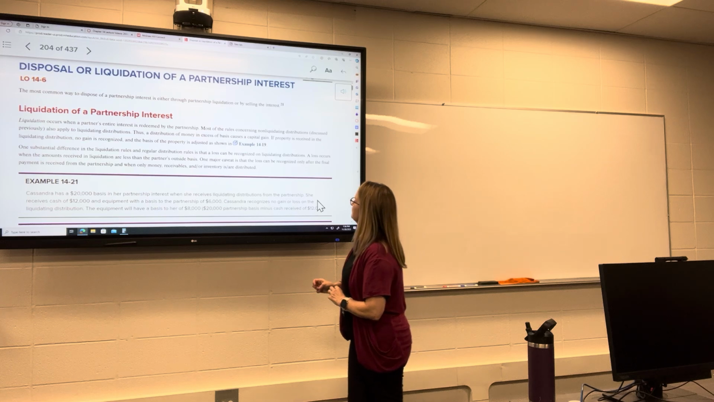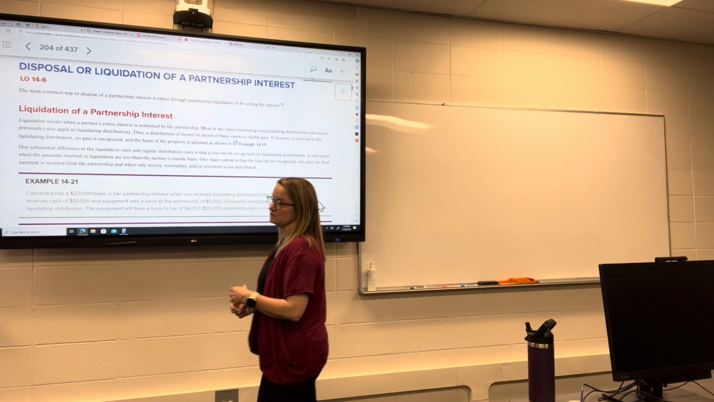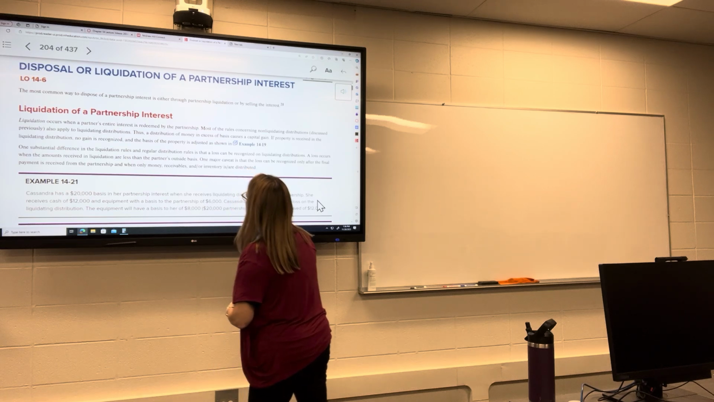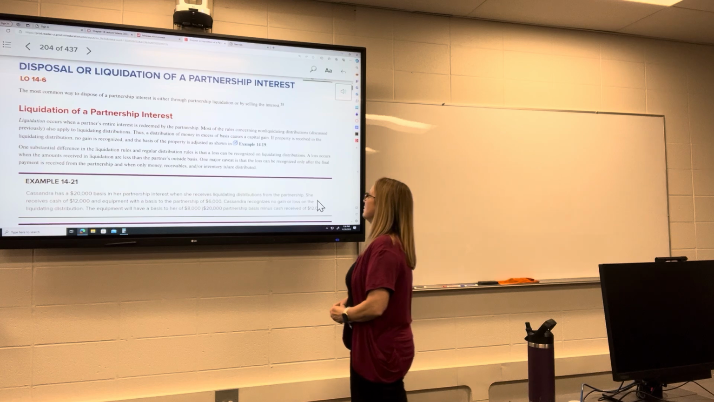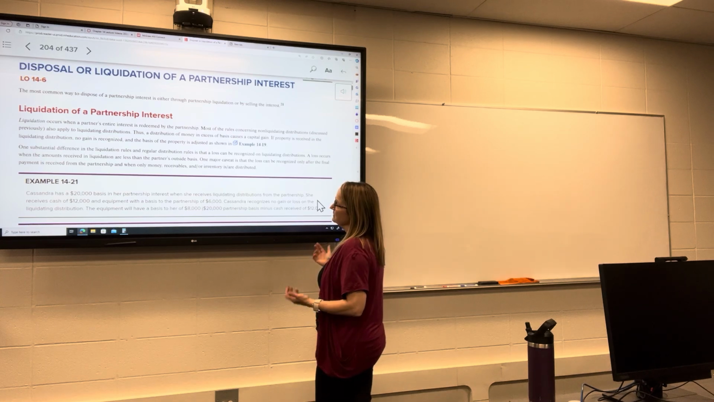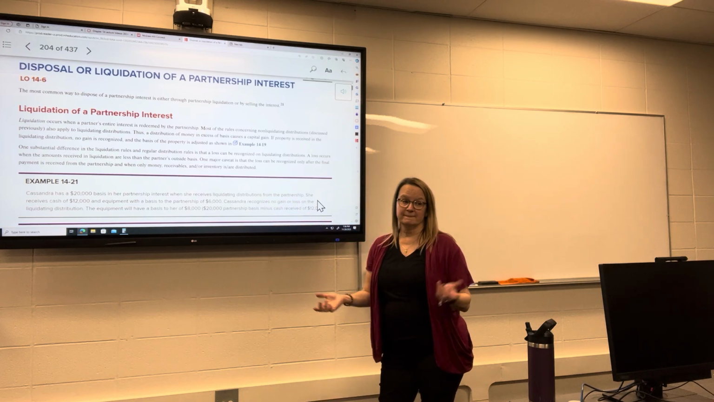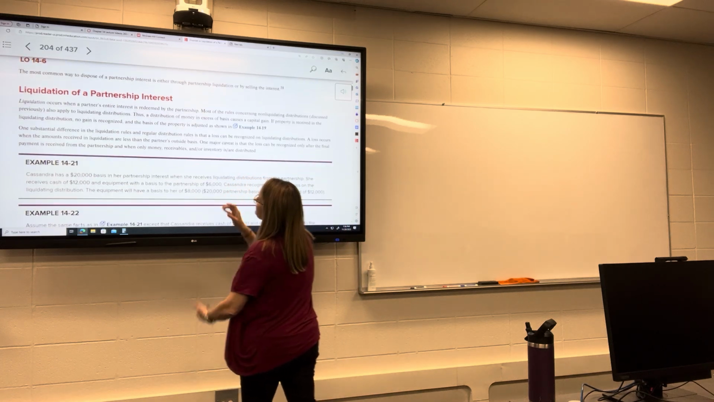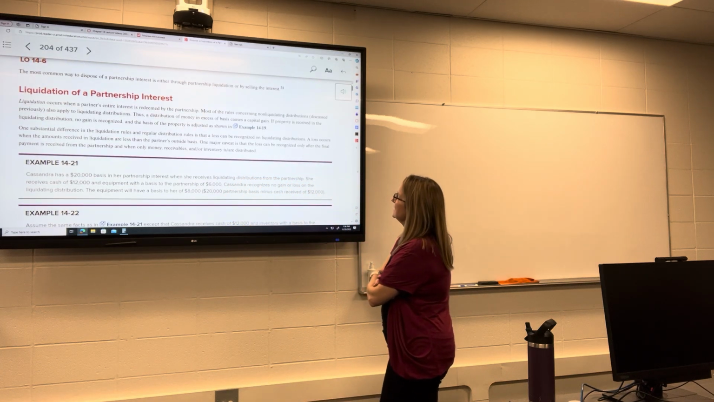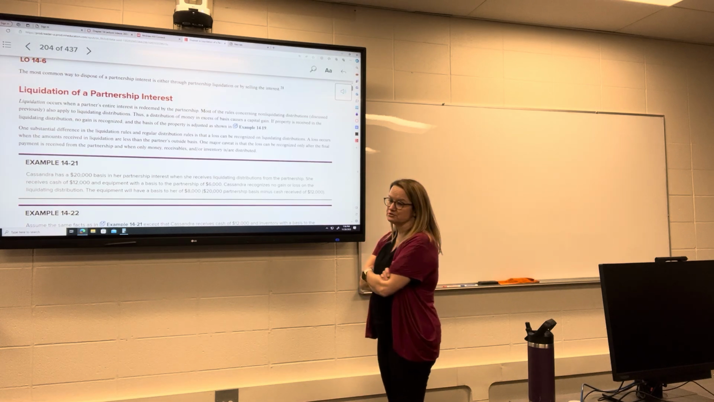Most of the rules concerning non-liquidating distributions also apply to liquidating distributions. So this is again why you need to know what the basis is. Distribution of money in excess of basis causes a capital gain. If property is received, no gain is recognized, but the basis of the property is adjusted, just like we had that adjustment earlier. One difference is that a loss can be recognized on a liquidating distribution.